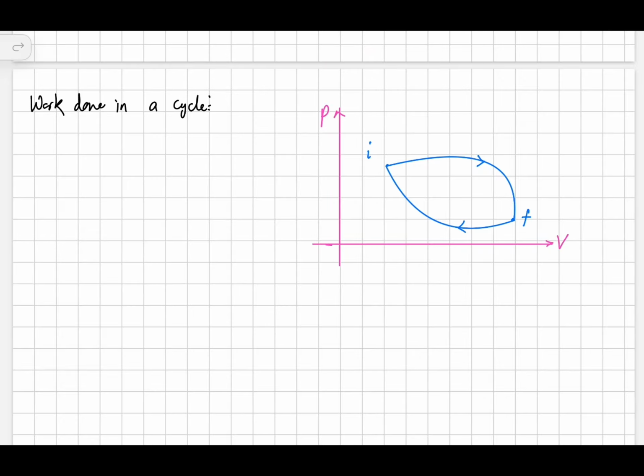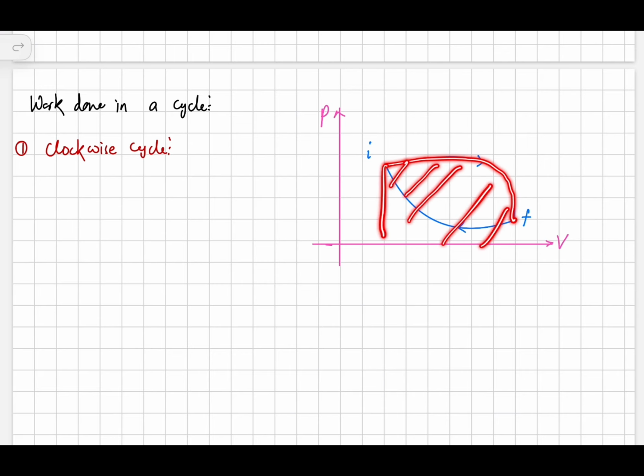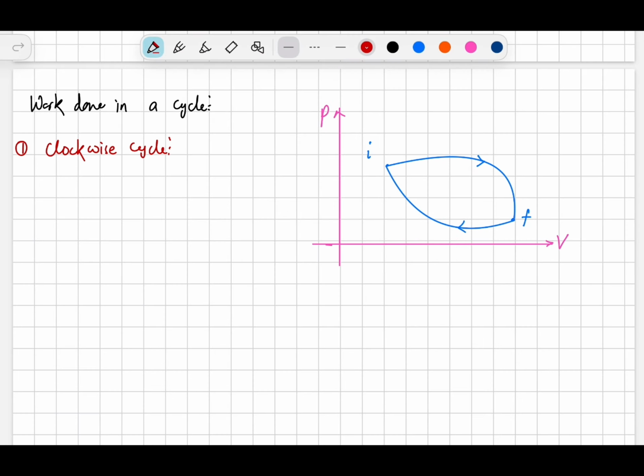So if you see, this process is actually clockwise, not anti-clockwise. So this is the first case, for the clockwise cycle. So if you see, for initial to final point like this, what is the area under the curve? This one, this one, right? This one is the area under the curve. What is the area under the curve for this one, final to initial? Only this one, right?